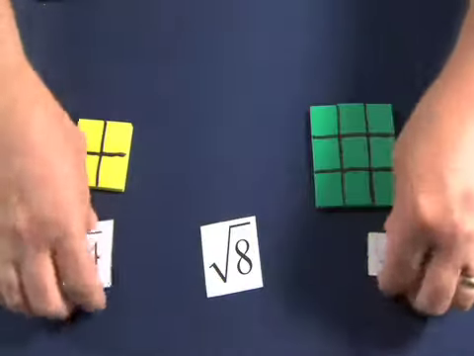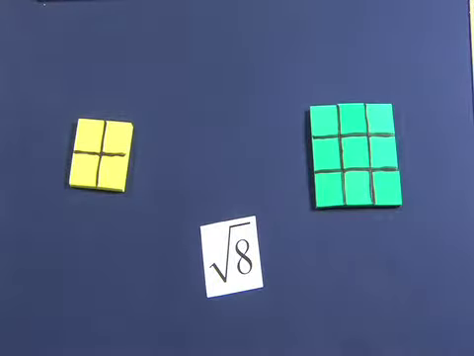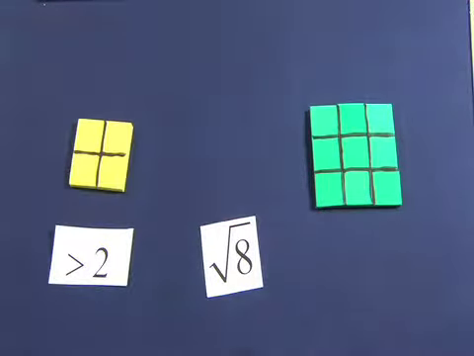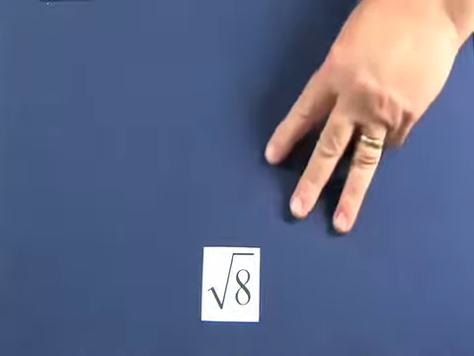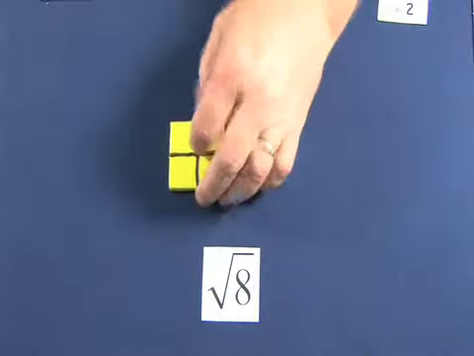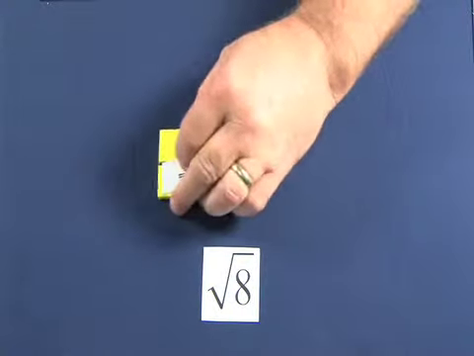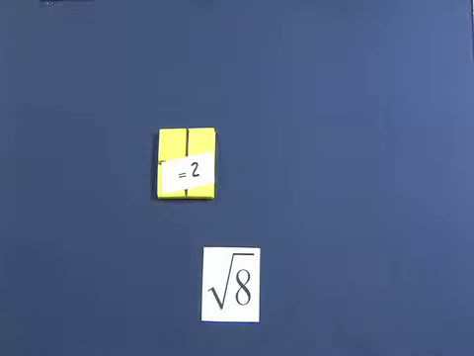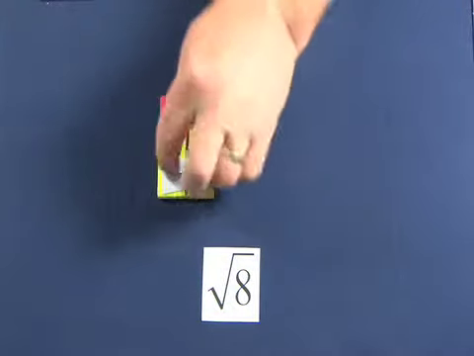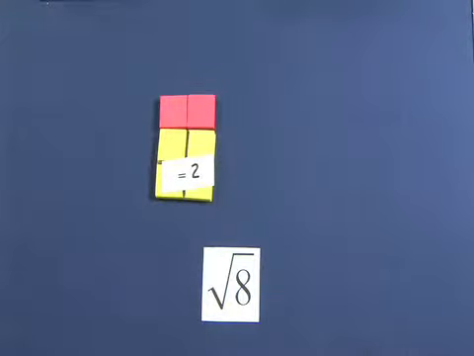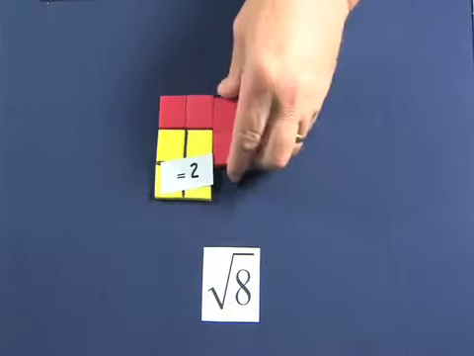In order to figure this out, we want to find a number which is greater than 2 and less than 3. We're going to start with what we know. The square root of 4 is 2, so we know that already. Let's add blocks until we get to that number: 1, 2, 3, 4, 5, 6, 7, 8. So now we're at 8.